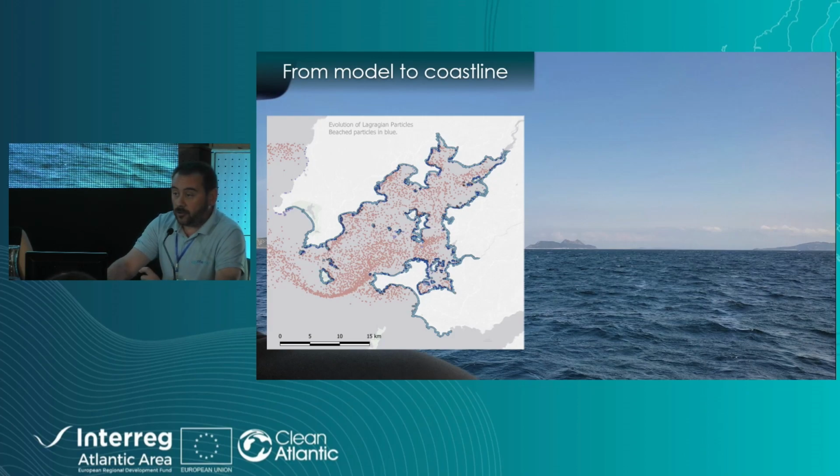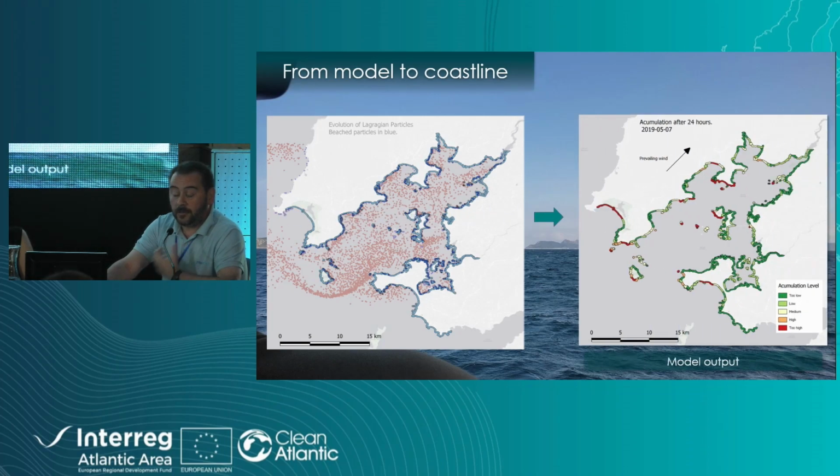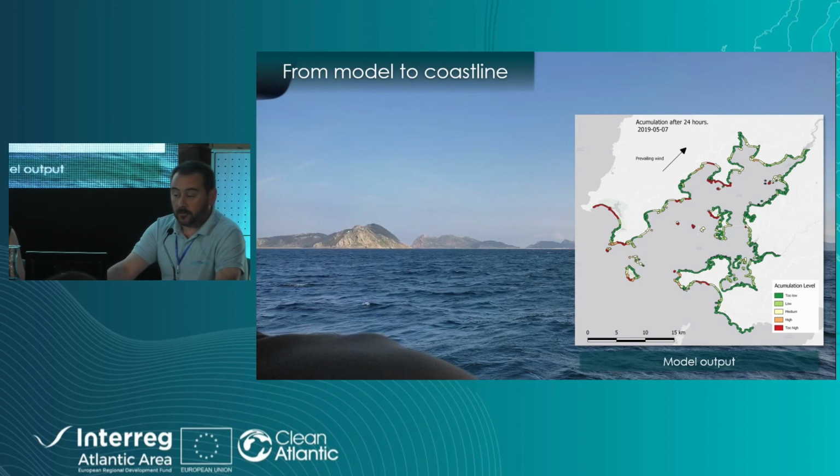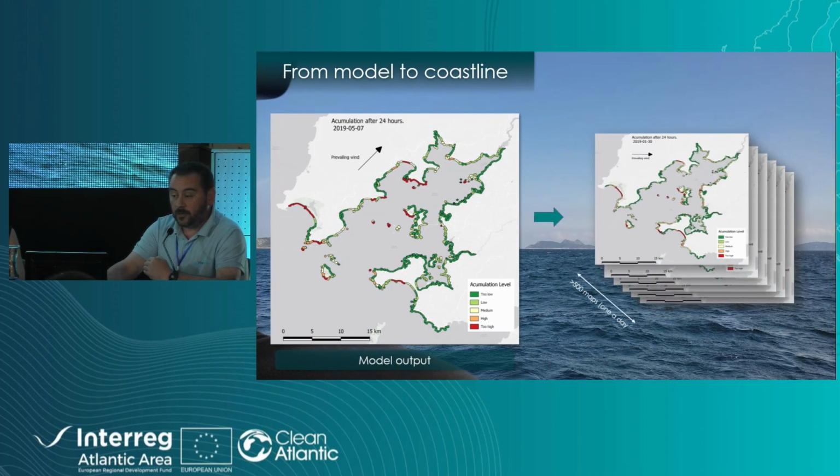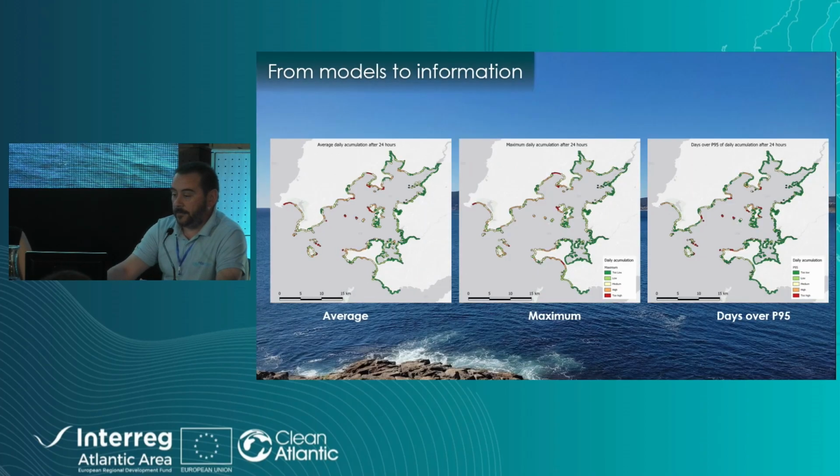So if we divided the coast into different smaller parts, if we segmented the coastline, and after 24 hours we counted the particles that had been accumulated in those small segments, we had a map of accumulation for each day. So what we did was to simulate for more than a year and a half on a daily basis, and at the end we had more than 500 maps showing the accumulation of these virtual particles.